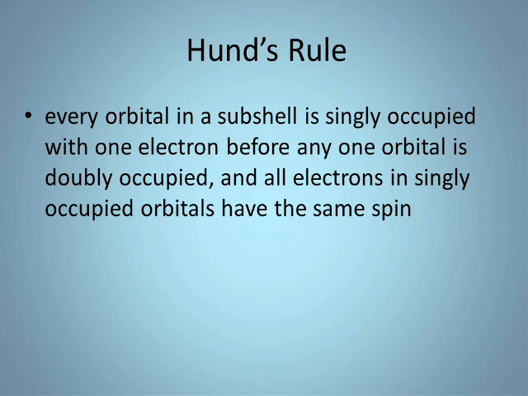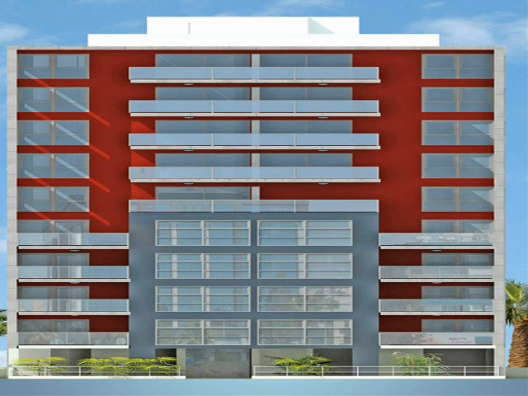Then there's Hund's rule. Every orbital in a subshell is singly occupied with 1 electron before any 1 orbital is doubly occupied. All electrons in singly occupied orbitals will have the same spin. This probably means nothing right now. Let's get to some examples first, and then it will make more sense. Before we get to the example, let's look at an analogy of how we place people in apartments.